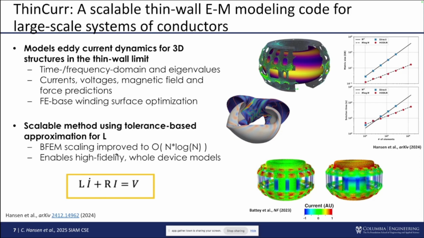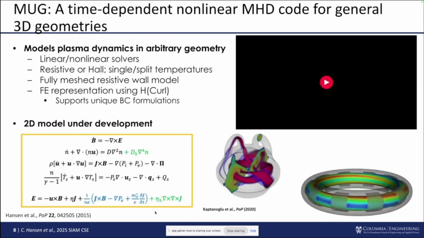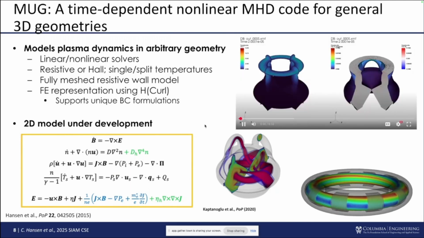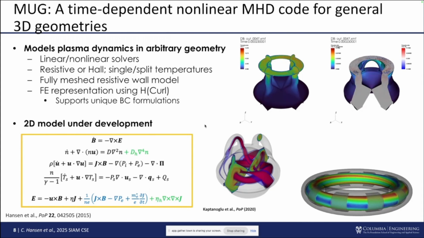And we use a hierarchical off-diagonal low-rank approximation for the inductance matrix, which takes our n-squared scaling down to order n log n. So this is a fairly common thing in the boundary finite element world and gives us this scalability to large models. And this allows us to capture whole device models, and there's a paper on arXiv describing this as well. Okay, so I'll show some videos here. These are two lesser used components, so I'll just go through this quickly.